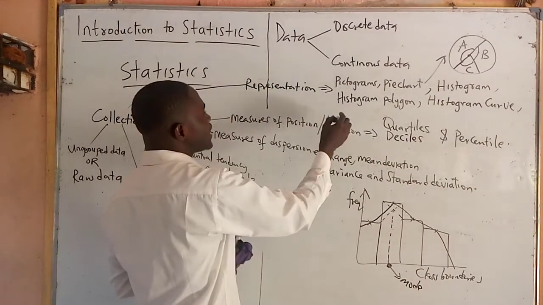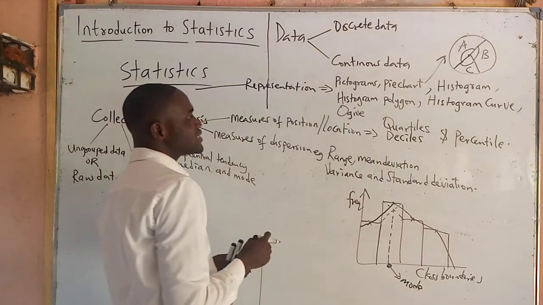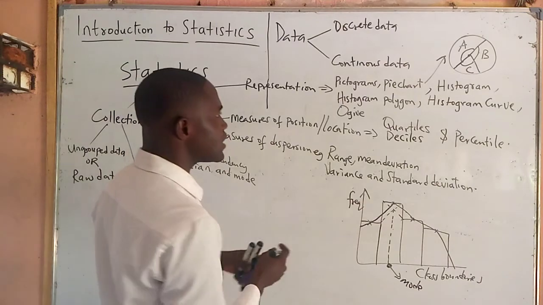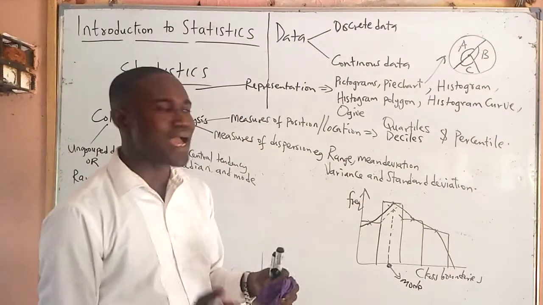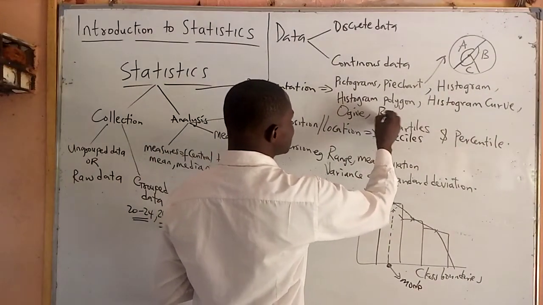You can also represent it as an ogive, or percentile graph. Ogive or percentile graph. That is the graph of cumulative frequency against class boundary. You can also represent it as a bar chart.